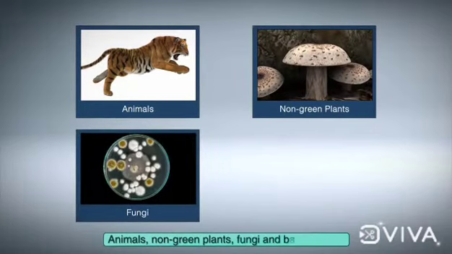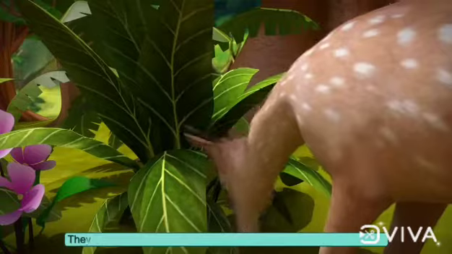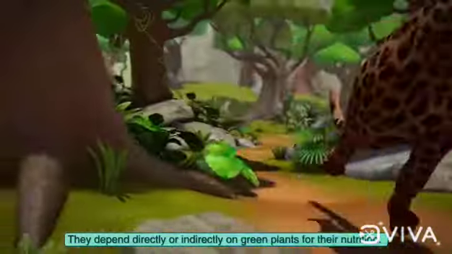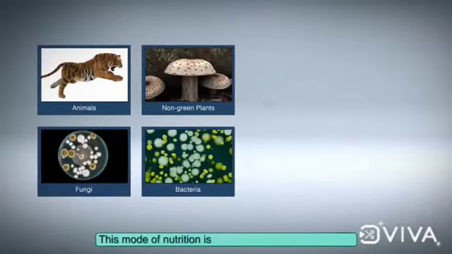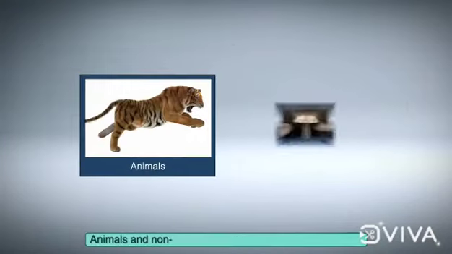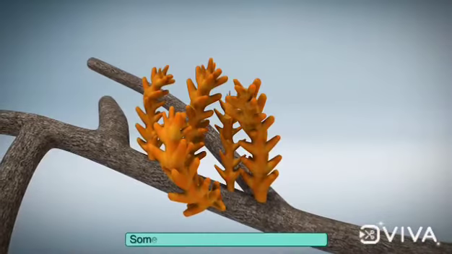Animals, non-green plants, fungi, and bacteria, etc., cannot prepare their own food. They depend directly or indirectly on green plants for their food. This mode of nutrition is called heterotrophic nutrition. Animals and non-green plants are known as heterotrophs.